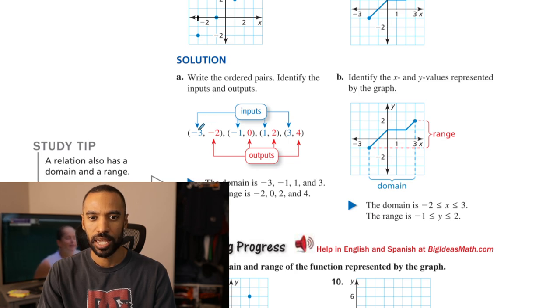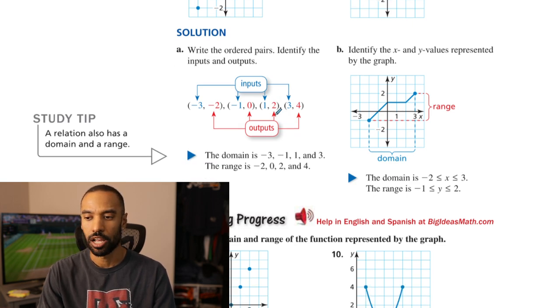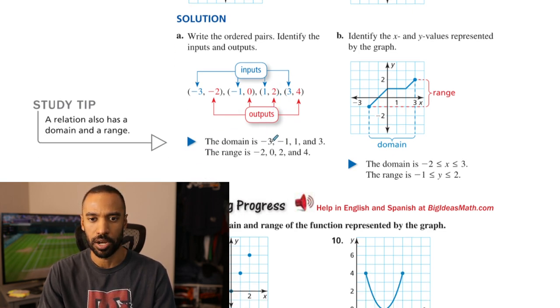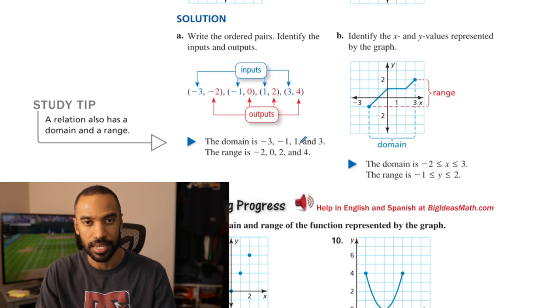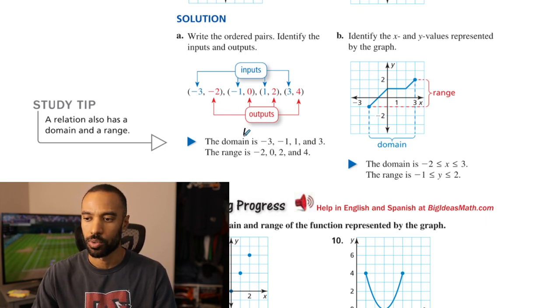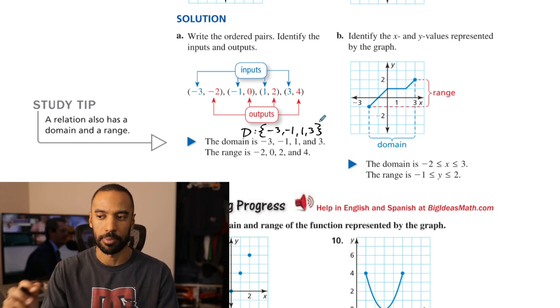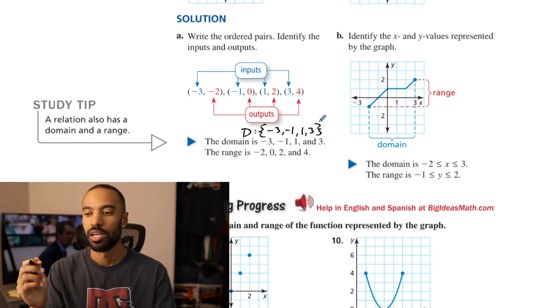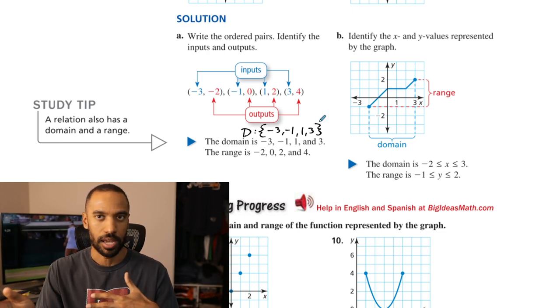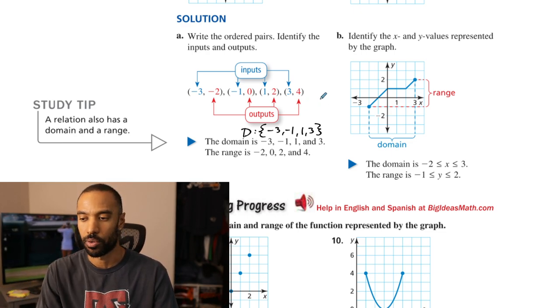Here are the elements in your domain: negative 3, negative 1, 1, and 3. They never repeated, but those are the elements in the domain, and that is your domain right there. It's all of the x values that exist in your relation. So I can also write it like this. This is how you're going to see me write it. Curly braces, D is negative 3, negative 1, 1, and 3. One thing I also like about this, although it just happened to be when we went left to right, which makes sense, I went in increasing order.